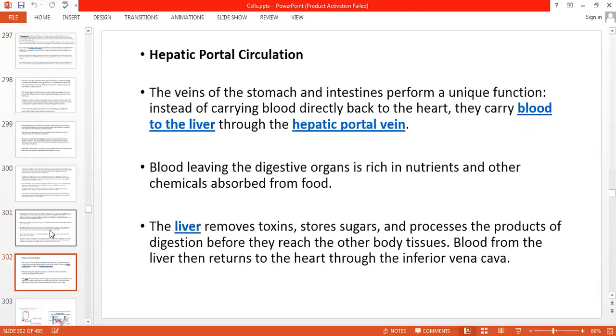Then we have got hepatic circulation, which means circulation of the liver. The veins of the stomach and intestine perform a unique function. Instead of carrying blood directly to the heart, they carry blood to the liver through the hepatic portal vein. Blood leaving the digestive organs is rich in nutrients and other chemicals absorbed from the food. The liver removes toxins, stores sugars, and processes the products of digestion before they reach the other body tissues. Blood from the liver then returns to the heart through the inferior vena cava.